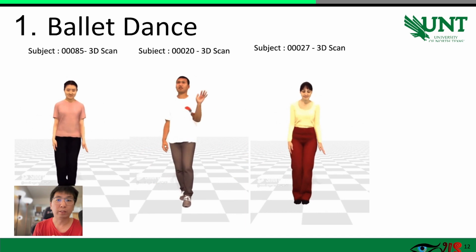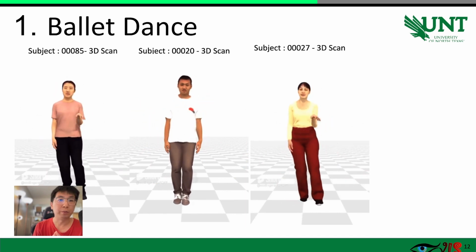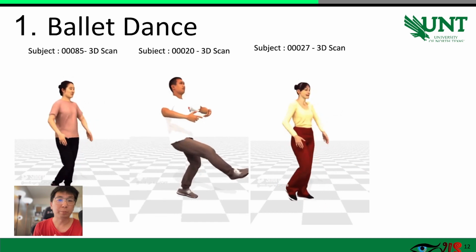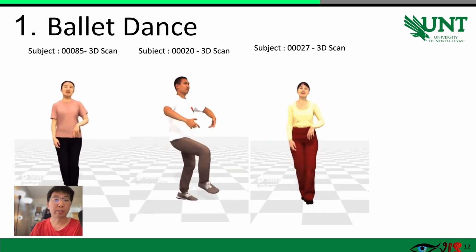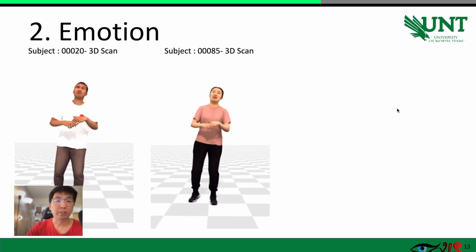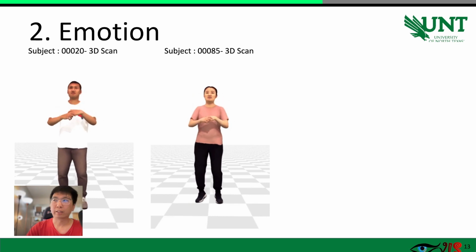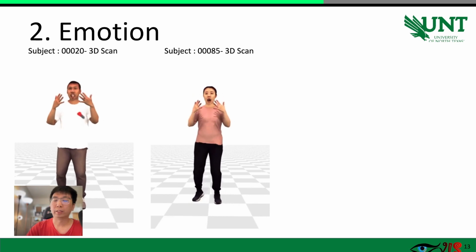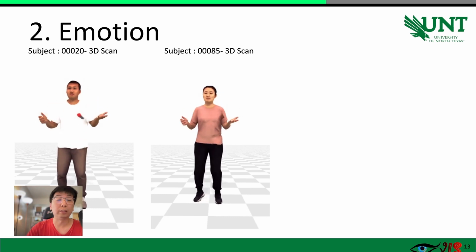So this one we need to improve in the future and make the facial expression look like the original subject. And the next one is the emotion. This is the second scenario that we have. This emotion takes around 332 iterations, which is equivalent to a 10-second video.